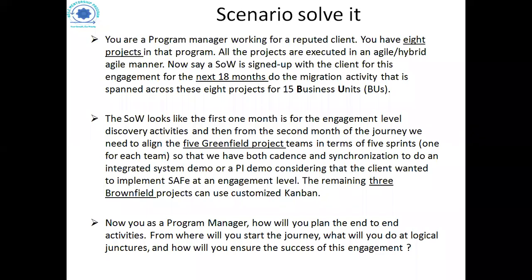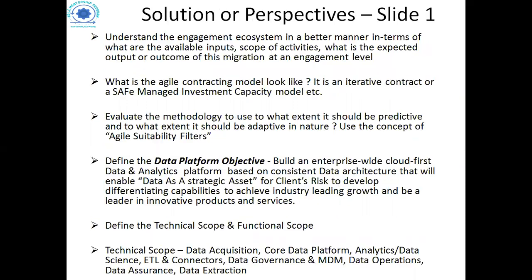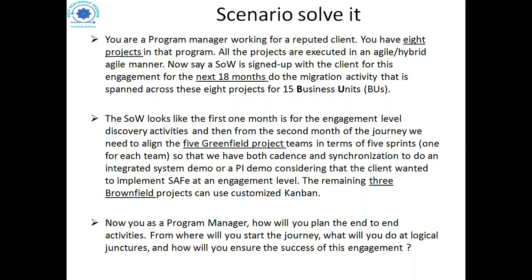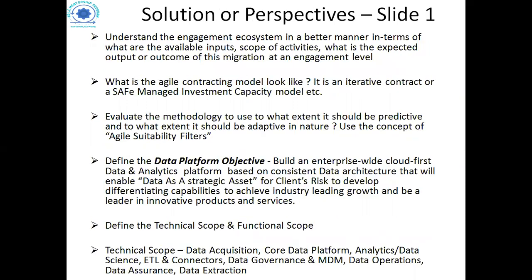You need to have a very good grip on the ecosystem. Okay, so in the solutioning, you need to factor everything, not just only Scrum, Kanban, SAFe, and DevOps. Okay, now let me get into one by one. I like to begin by understanding the ecosystem in a better manner in terms of input.